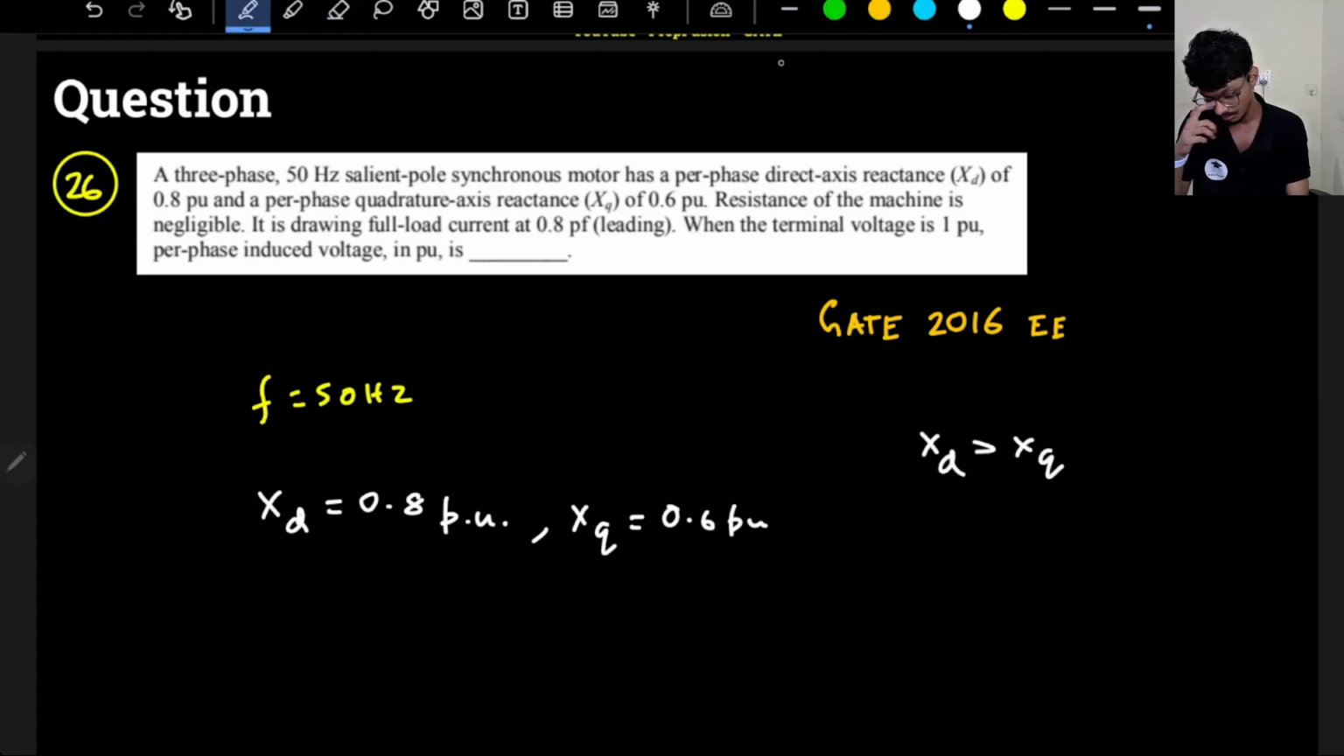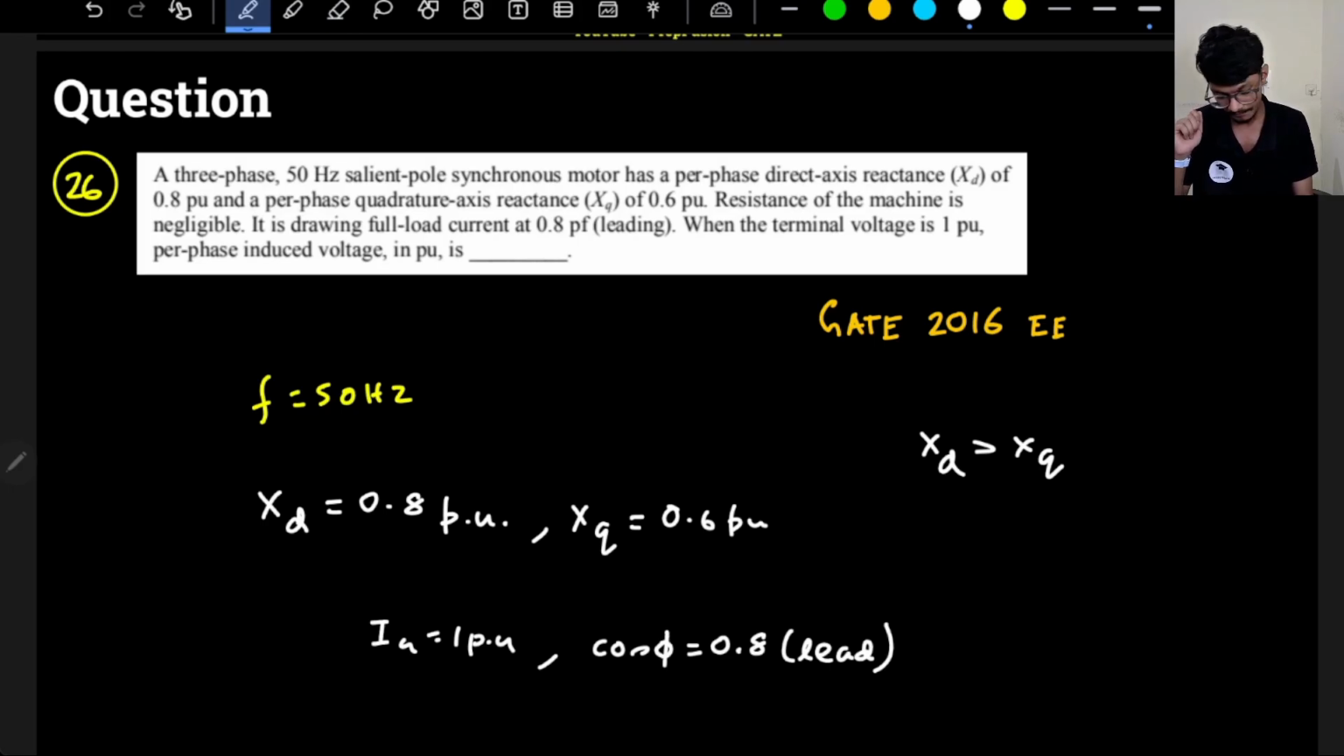Okay, practically the resistance of the machine is negligible, so Ra is negligible. You are safe. It is drawing full load current at 0.8 power factor. So for full load current, what will be Ia? Ia will be 1 pu. Full load means rated current, so in per unit it is 1 pu. And your power factor cos phi, it is already in per unit. It is 0.8 leading. And terminal voltage, of course, Vt will be 1 pu.